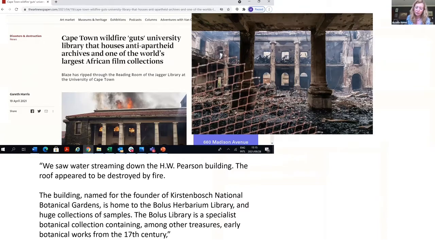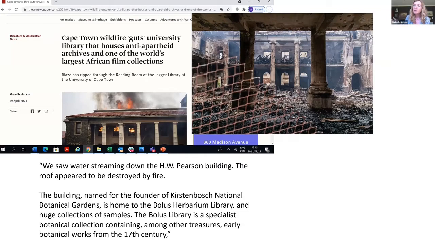And we had a presentation by Dean from Bolus Herbarium, and he explained that there was nothing that could have worked to stop that fire getting into that building. If they'd had sprinklers, if they'd had a gas suppression system, it wouldn't have mattered. It was so vicious that nothing could have stopped it. But then you have to have your disaster response plan. And fortunately, they had a very good response plan, and they were able to implement it quickly.